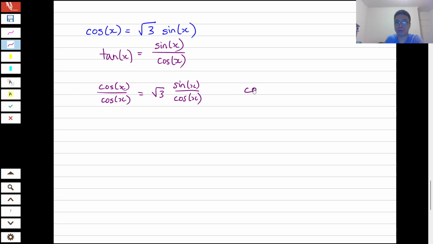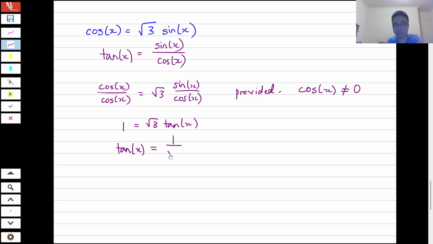Now here, I have to make the assumption that cosine of x is not 0. So it doesn't matter too much here, but in general, when you divide an equation, you need to check that your denominator equals 0 also contributes a solution to the equation as well. So we'll come back and check this at the end. So I'll say, provided cosine of x is not 0. So now we get 1 equals root 3 tan of x, or tan of x equals 1 on root 3.